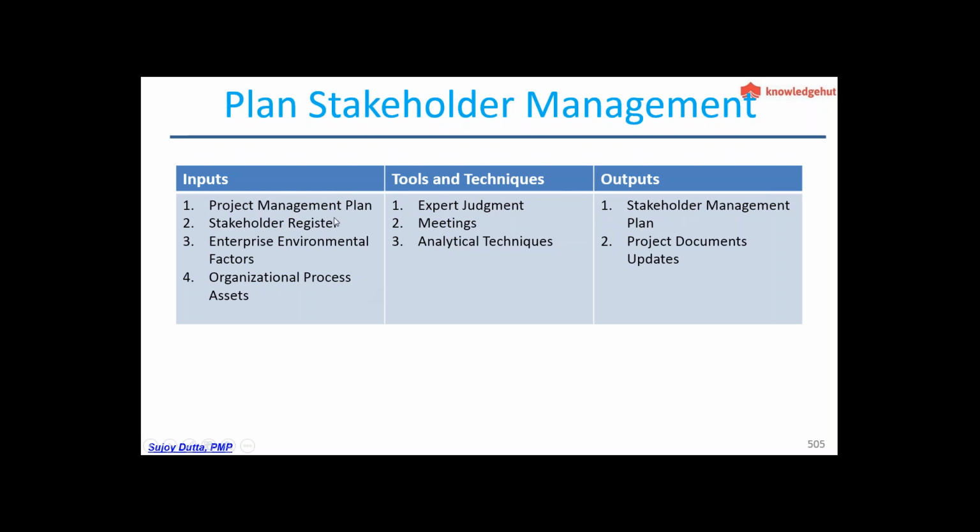The plan stakeholder management inputs are the project management plan, the stakeholder register, enterprise environmental factors, and organizational process assets. Tools and techniques would be expert judgment, meetings, and analytical techniques, and the outputs would be your stakeholder management plan and the project documents updates.